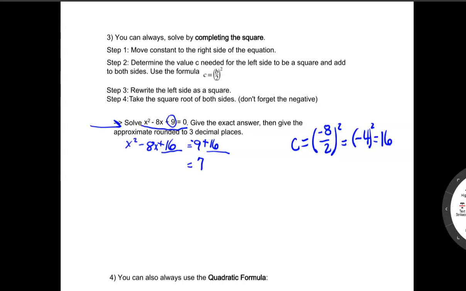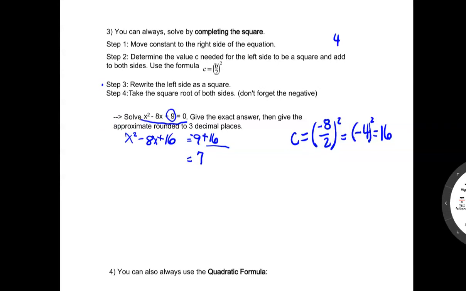On the left side, we're now down to step 3, rewrite the left side as a square. Okay, so we've done step 1, we've done step 2, and if you've done step 2 correctly, for this next step, you are going to be all set up and ready to rewrite the left side as a square. And what we're talking about there is we're going to rewrite it as a binomial that when you take it times itself, you get that trinomial.